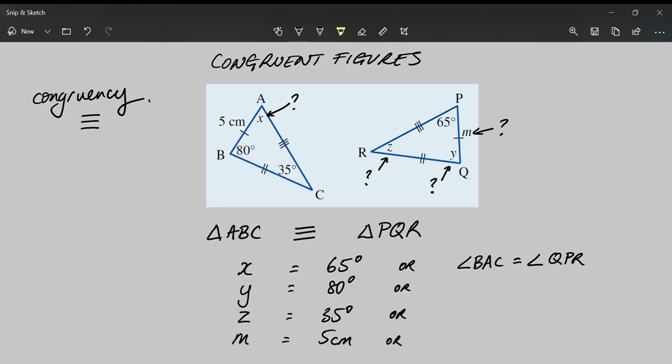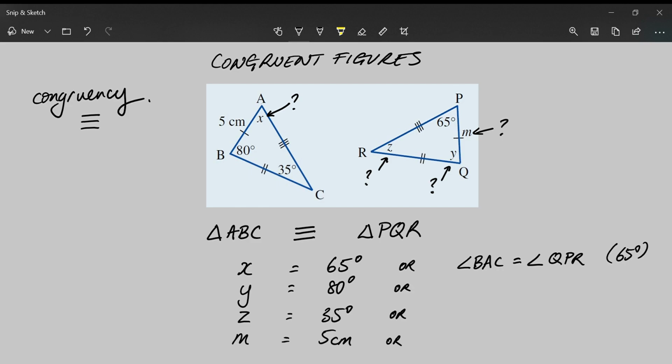Remember, the order and sequence matter. So starting with B, which corresponds to Q, moving up to P, which corresponds to A, and then finishing with C, which corresponds to R. Okay, so there's our technical phrase here. We're saying that angle BAC, which is 65 degrees, is the same as angle QPR.